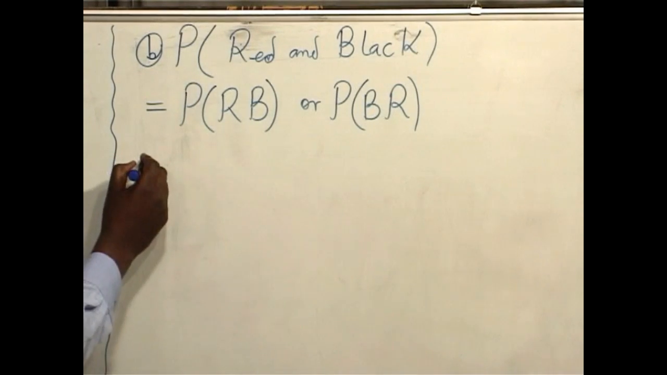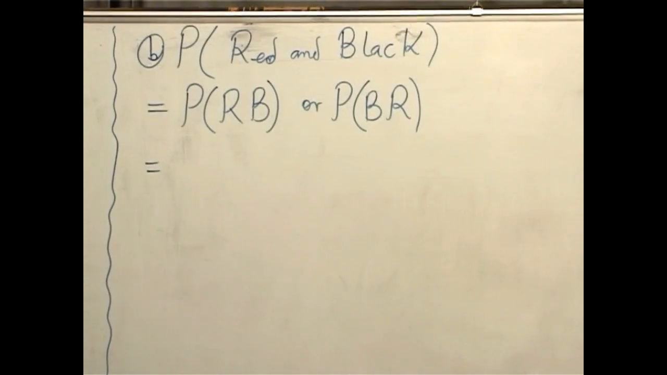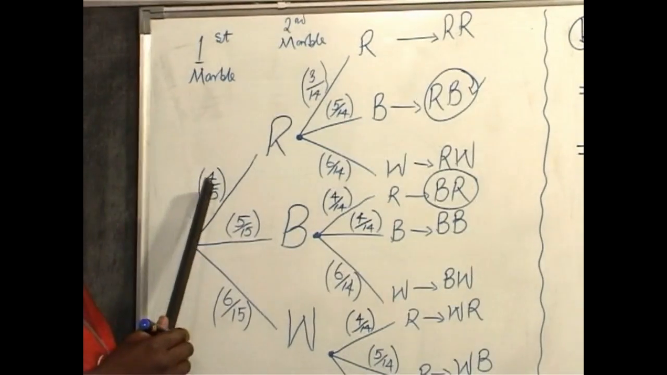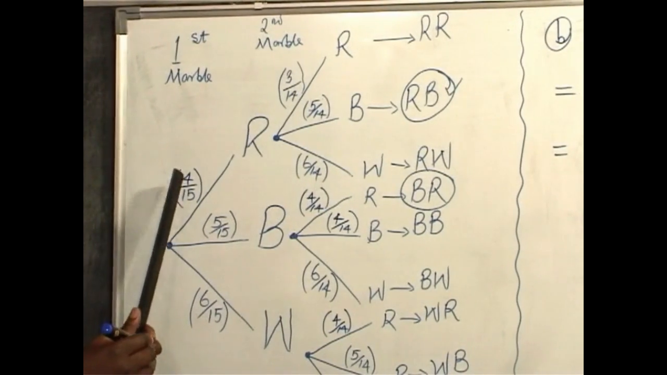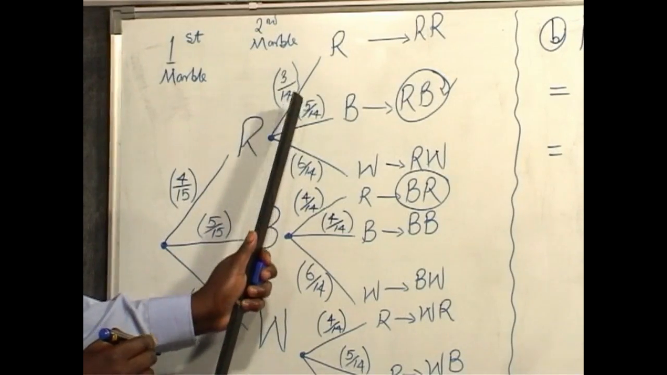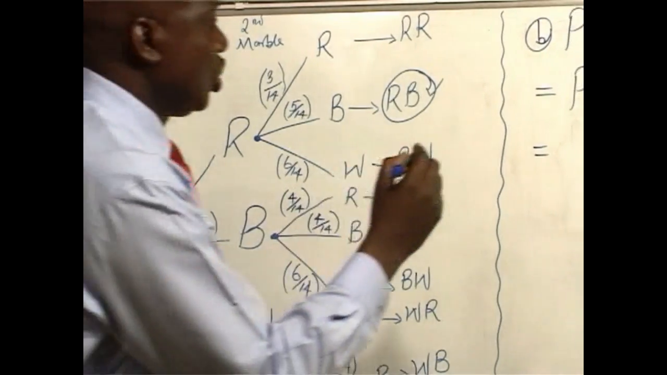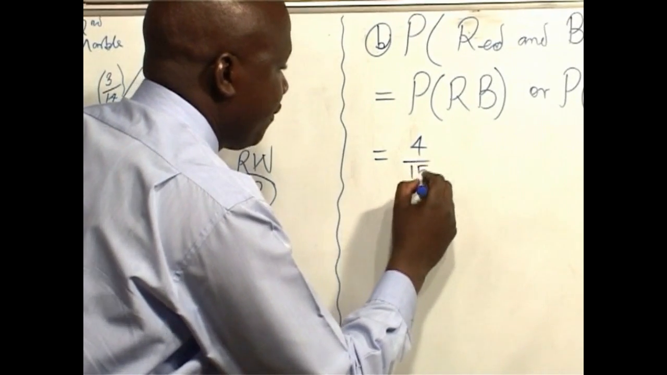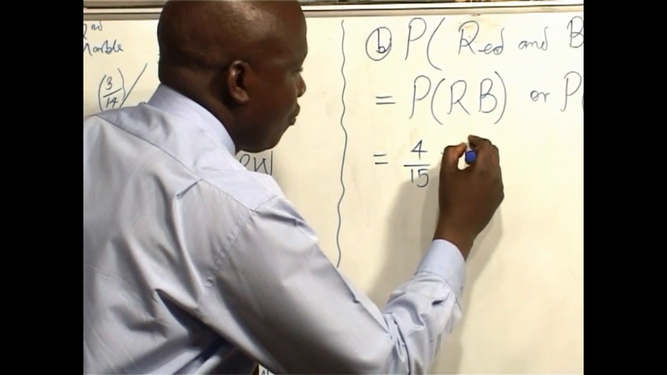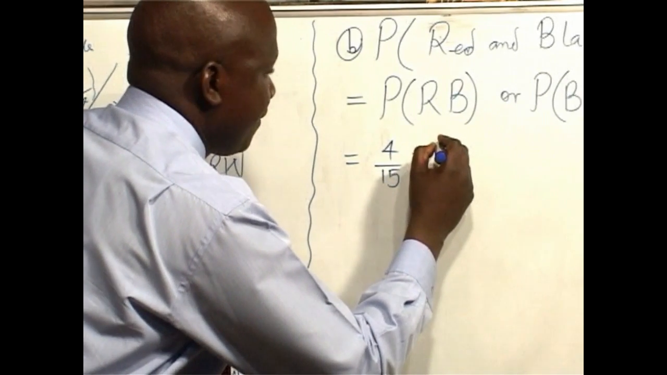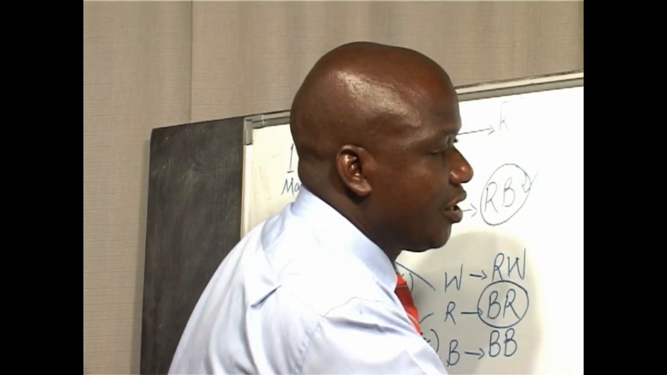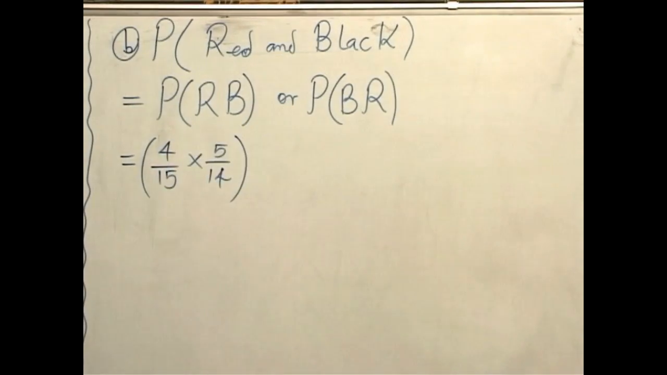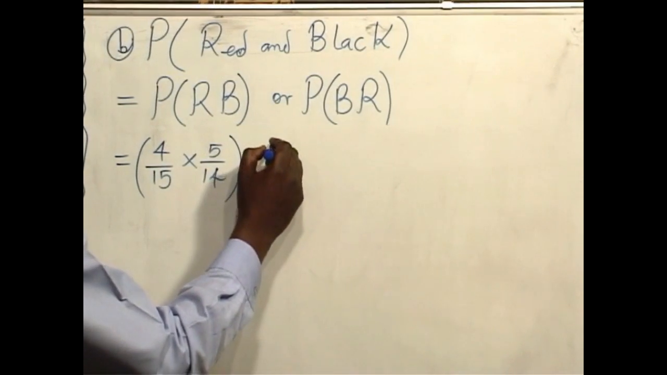When we look at our tree diagram, red followed by black is as a result of 4 over 15 and 5 over 14. So we are going to have 4 over 15 and, which signifies multiplication, 5 over 14. The word or, like I said, signifies addition.